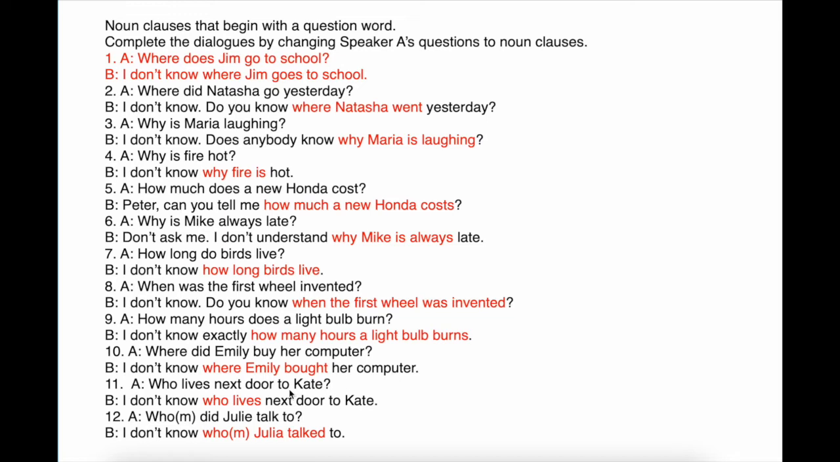Who lives next door to Kate? Remember, this is different because who in here is subject. I don't know who lives next door to Kate. Here noun clause, but here information question. Whom did Julia talk to? Whom here is the object and Julia is the subject of the sentence. I don't know who or whom Julia talked to.